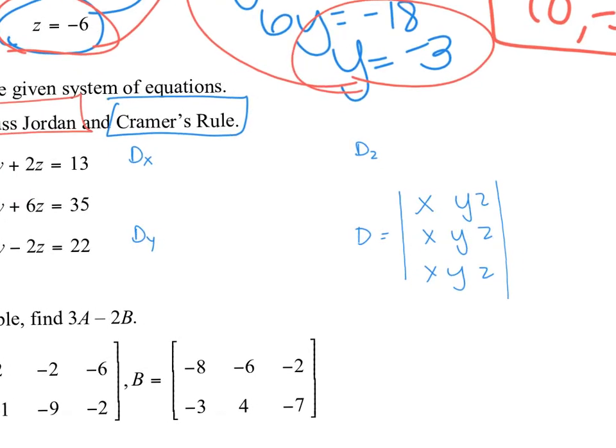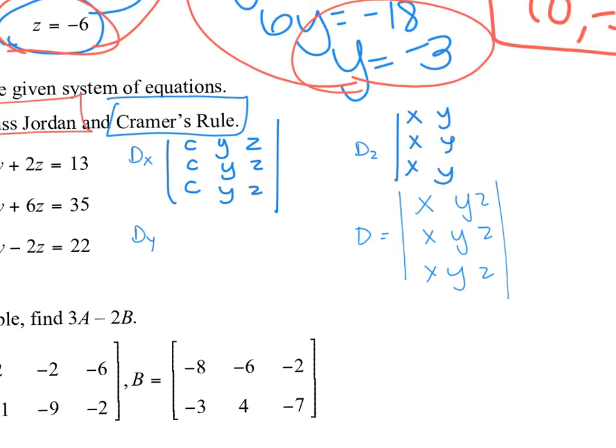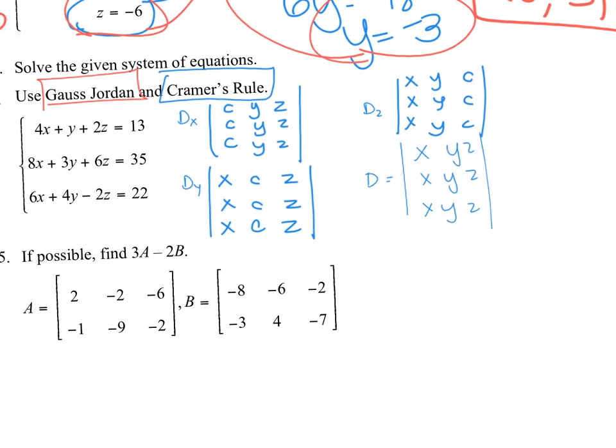And then for the rest of them, you take out that variable and you plug in the constants. So for the x's, I would take out the x's and put in the constants, and then the y's and the z's would go. For the z's, I would take out the z's and put in the constants. And for the y's, I would take out the y's and put in the constants.